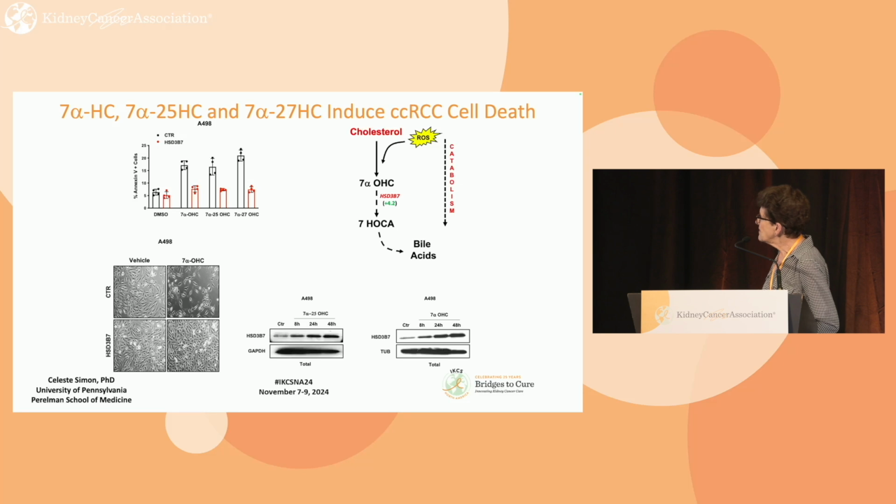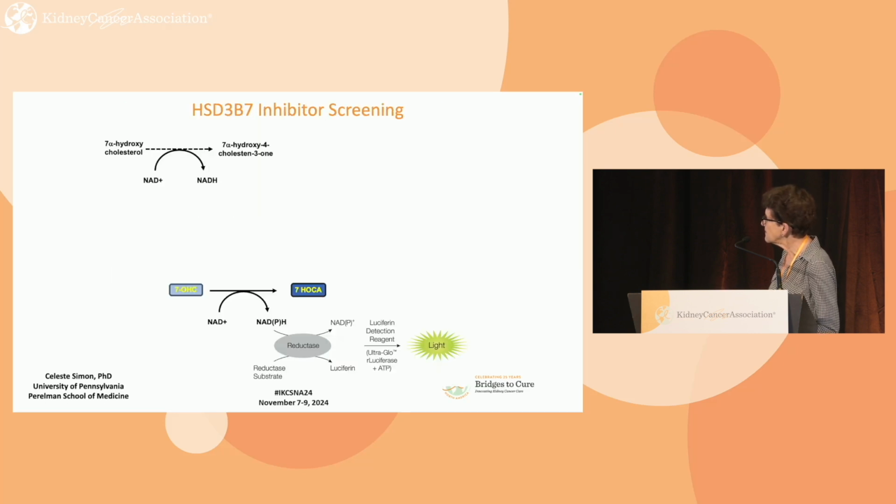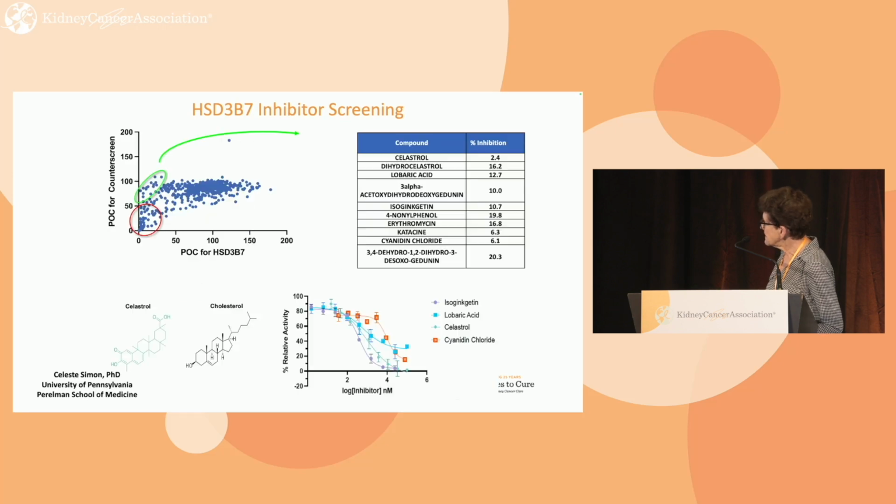So the take-home message here is that we believe, because the cells have so much cholesterol, if they're experiencing things like redox imbalance or other stimuli, you can develop these lipotoxic compounds, and they become strictly dependent on this enzyme to avoid cell death. So as Abhishek mentioned, can we exploit this observation? And so we conducted an inhibitor screen.